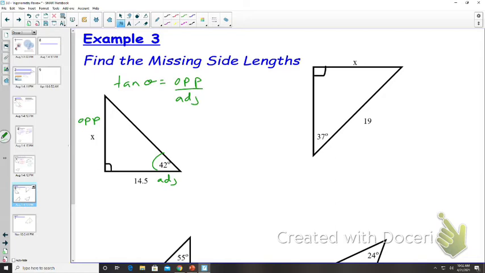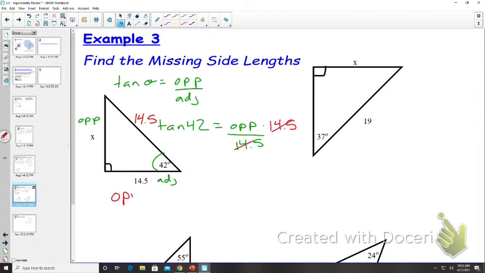Close. Okay, so we know our degree this time, right? So we know tan of 42 is equal to opposite, which we don't know, over the adjacent, which is 14.5. And how are we going to get that opposite by itself? Times 14.5. Perfect. Multiply both sides by 14.5.